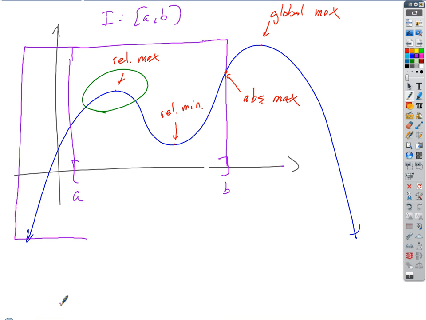So that's our terminology, right? We've got extremum, we've got extrema, we've got relative extrema, we've got absolute extrema, we've got global extrema. It kind of sounds like a bad series of albums from an 80s band or something.